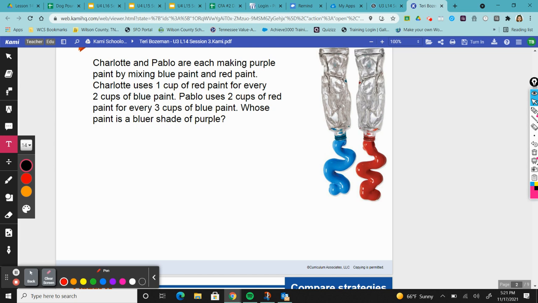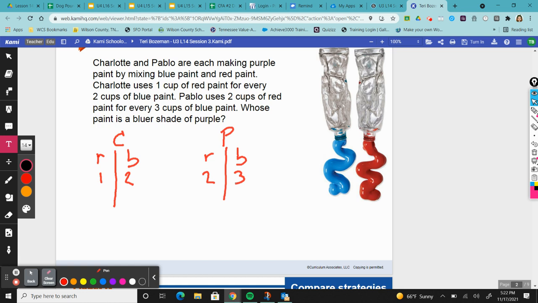So instead, what I would do is I would set up my ratios. So I have Charlotte, and we are doing red to blue, right? Her ratio of red to blue is 1 to every 2, right? Then we have Pablo. Pablo again, red to blue. His cups of red are 2 for every 3 cups of blue paint, right? So now that we have this, and from what we just talked about, we said if we want to compare the blue, what has to be the same?